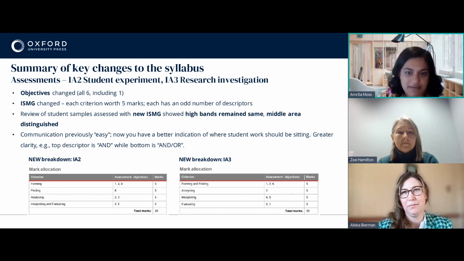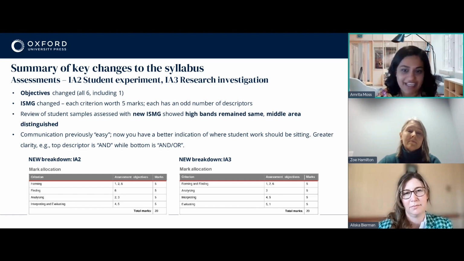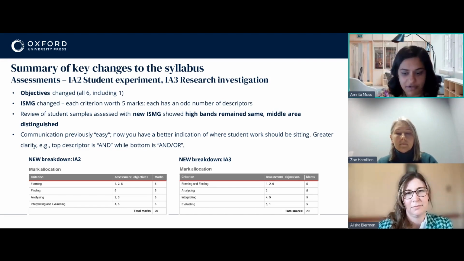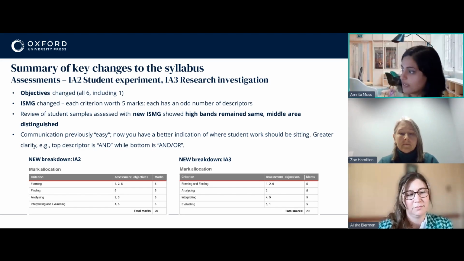And communication marks in the current syllabus were really easy, like it was a giveaway kind of mark. As a teacher, I'd give most of my students 2 because I wouldn't disadvantage them by giving them 1 if I could find evidence that they hit that criteria. So they've spread out that communication descriptor amongst the different criterion, and I think it makes it a lot more fair for students as well.